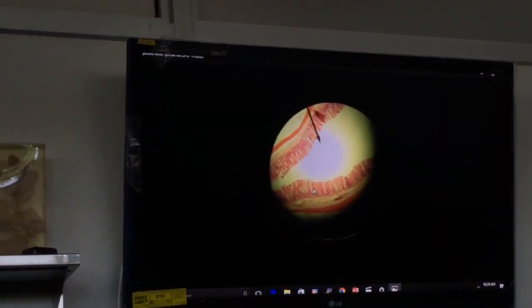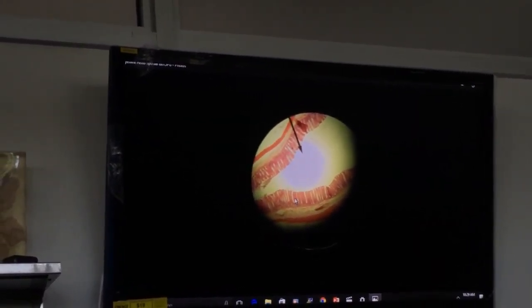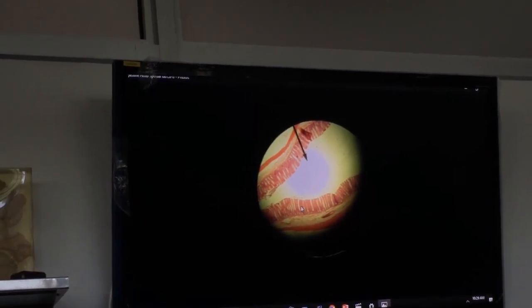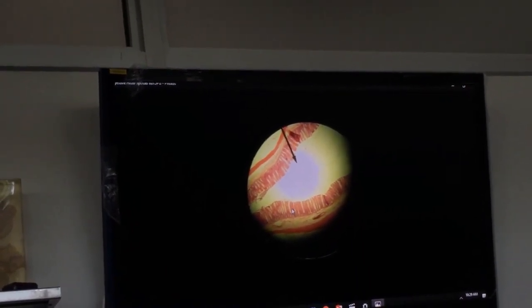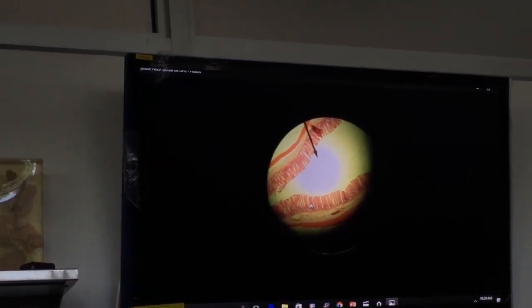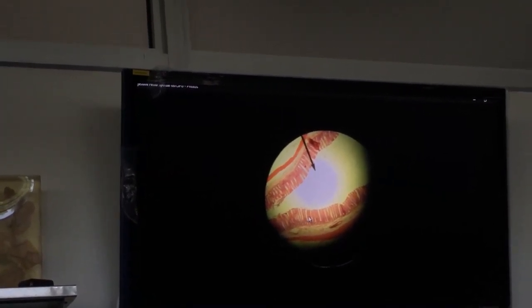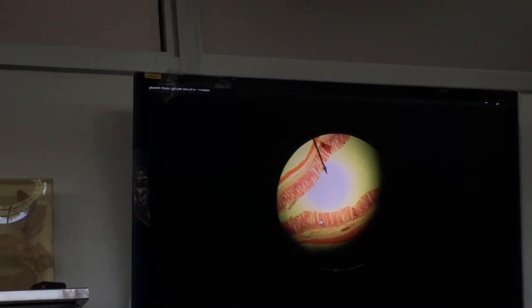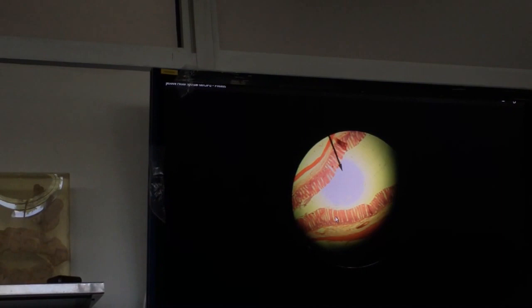Because we're seeing so many goblet cells, it is large intestine. And of course, large intestine has three parts: rectum, colon, appendix. I've seen no lymph nodules, so it's not appendix. Then all I have left is rectum and colon. I've seen no tenia coli. So this is a slide of the rectum. Right?